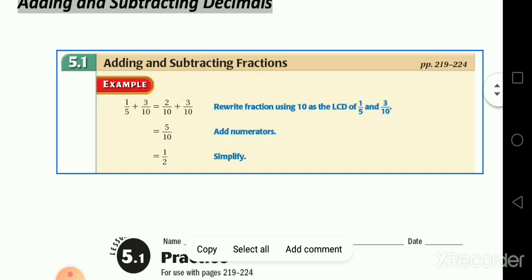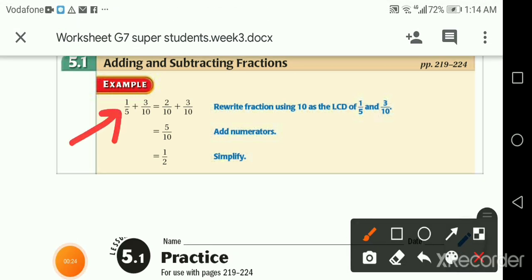Okay, so if I have here this example, 1/5 plus 3/10 is equal to what? We have here different denominators. So when we have different denominators, the denominator is what? It's the down fraction. So I want to show you.